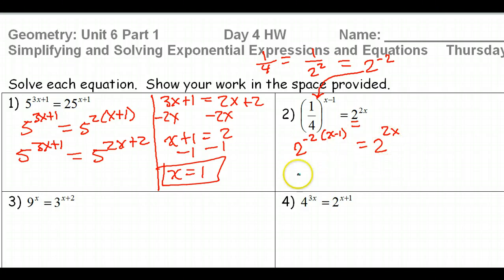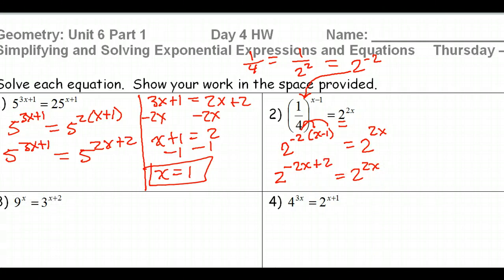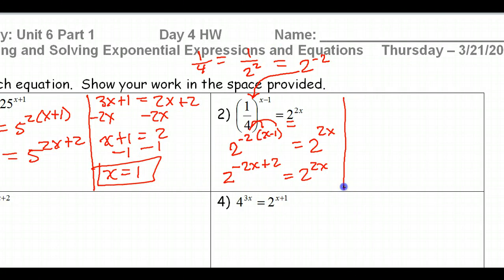Again, if the bases are the same, well, I'll save that for one more move. So distributing, little distributive property there, I'll have negative 2x plus 2 equals 2 to the 2x power. Now, if the bases are the same, the exponents will be the same. So I can go ahead and set them equal to each other. I'll do negative 2x plus 2 equals 2x.